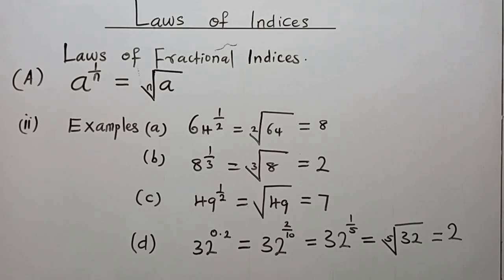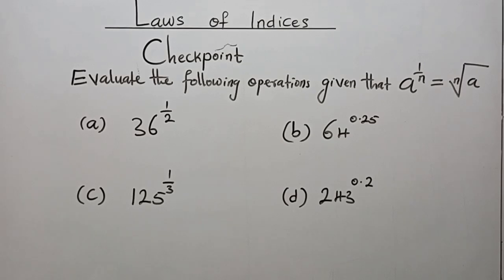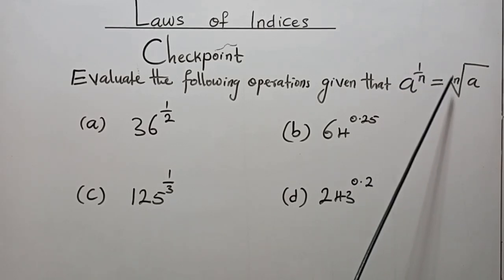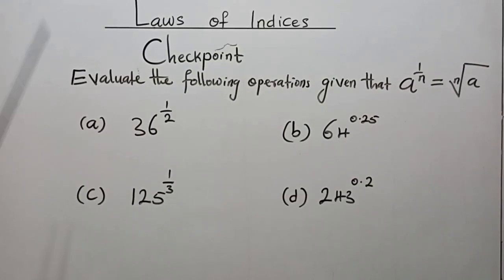All right, at this point, find out if you can tackle what follows after you have heard that a to the power 1 over n is equal to the nth root of a. And here comes a checkpoint. It says, evaluate the following operations given that a to the power 1 over n is equal to the nth root of a. The first is 36 raised to the power 1 over 2. The second one, that's number B, is 64 raised to the power 0.25. The third one, that is C, is 125 raised to the power 1 over 3. The last one, and that is D, is 243 to the power 0.2.